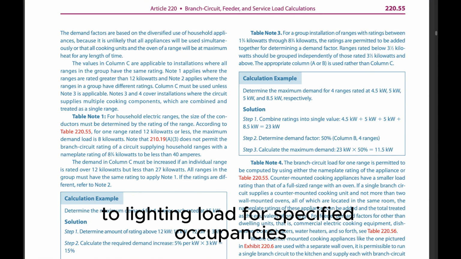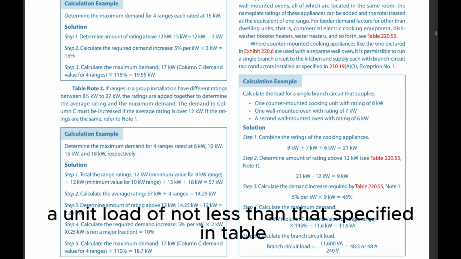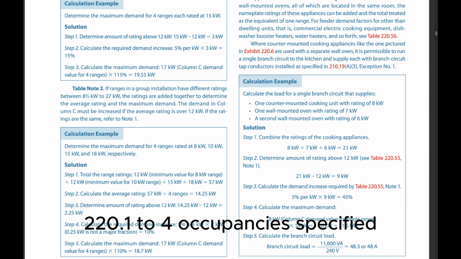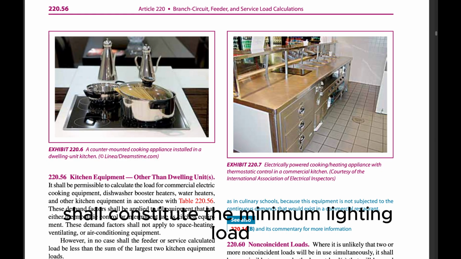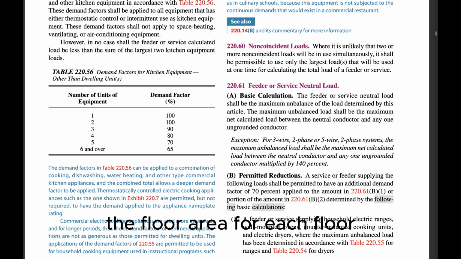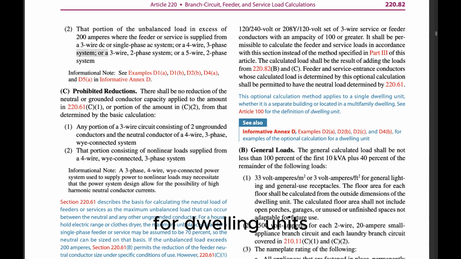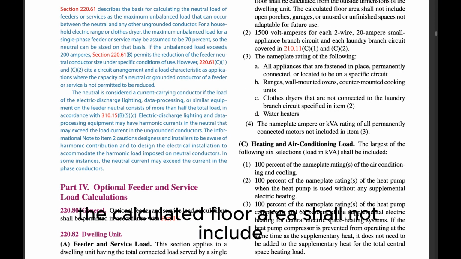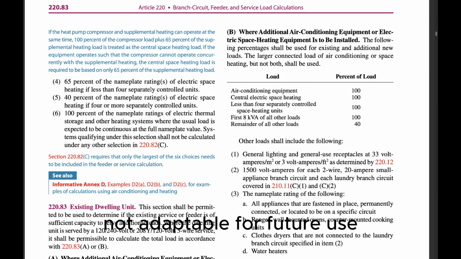220.12 Lighting Load for Specified Occupancies. A unit load of not less than that specified in Table 220.12 for occupancies specified shall constitute the minimum lighting load. The floor area for each floor shall be calculated from the outside dimensions of the building, dwelling unit, or other area involved. For dwelling units, the calculated floor area shall not include open porches, garages, or unused or unfinished spaces not adaptable for future use.